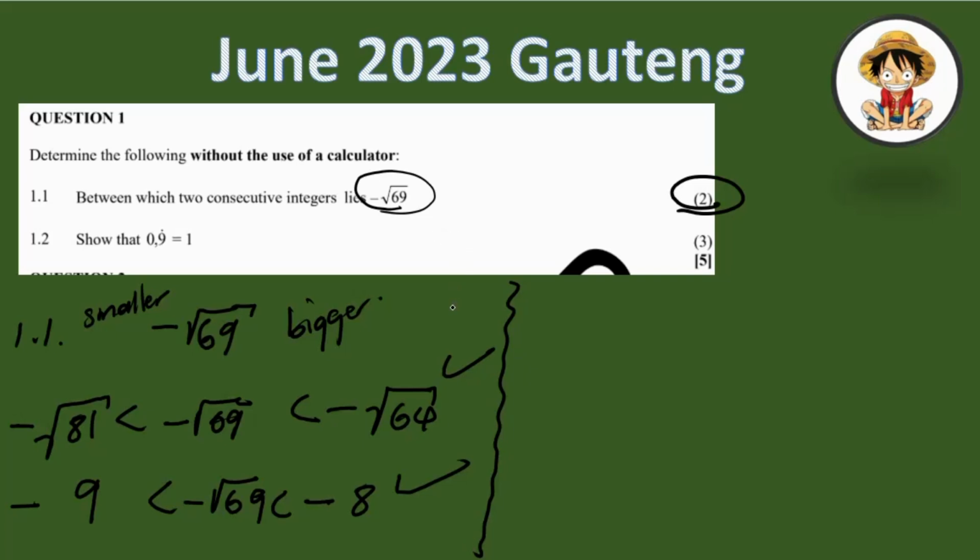Now 1.2. 1.2 is a tricky question, but it's not appearing like this for the first time. I've seen it appearing several times this way. Right, so here's what you want to do. Firstly, they say show that 0.9, and you can see that this is a 0.9. There's a dot above there, which means this 9 is recurring. This is actually 0.99999 continuing, not up to infinity, but in infinite values there.